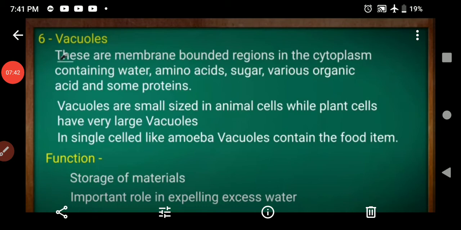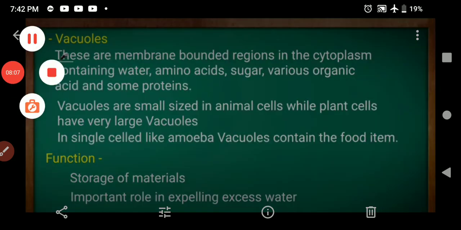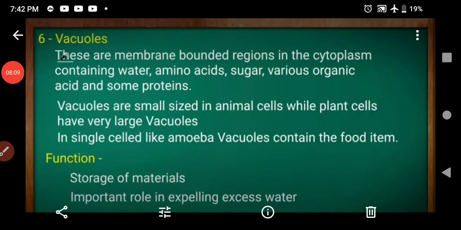Now see, vacuoles. Vacuoles are small sized in animal cells, but plant cells have a large vacuole. Size is large in plant cells. Vacuoles are membranous sacs. They store water, nutrients and the waste materials of the cell until it gets rid of them. And in a single cell like amoeba, vacuoles contain the food item.